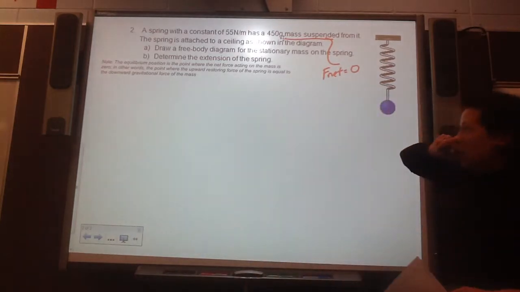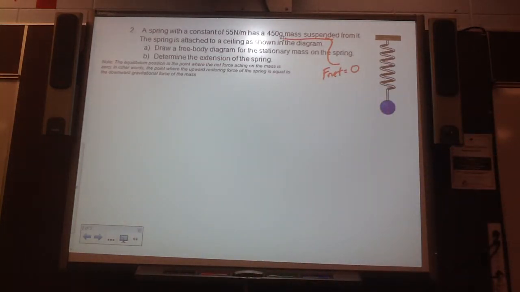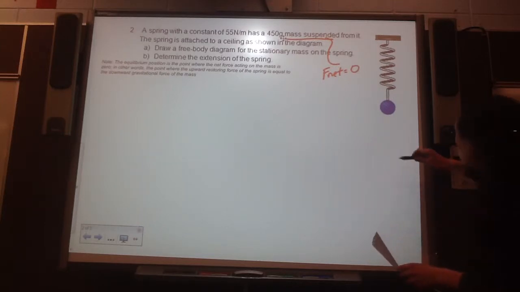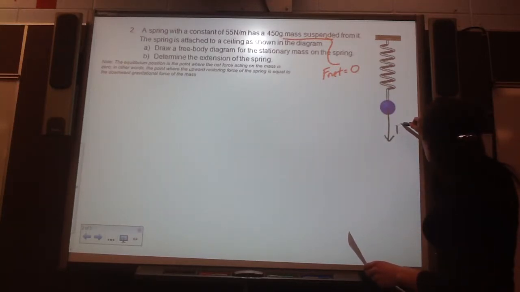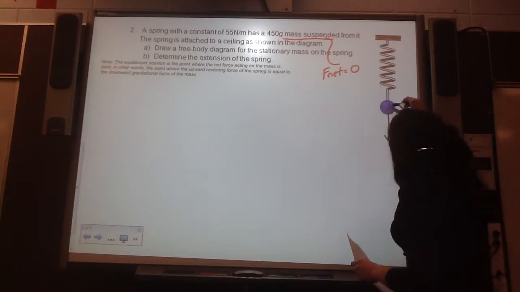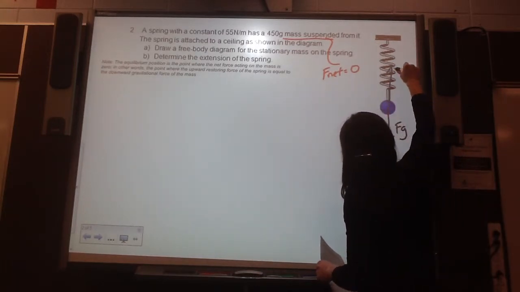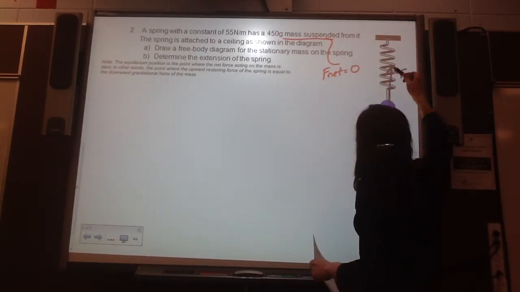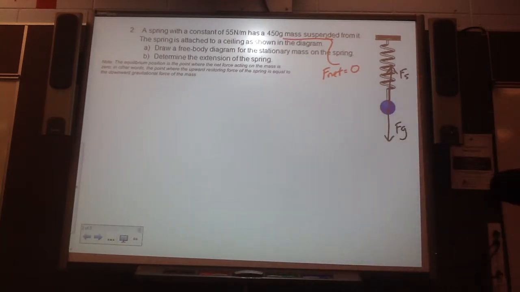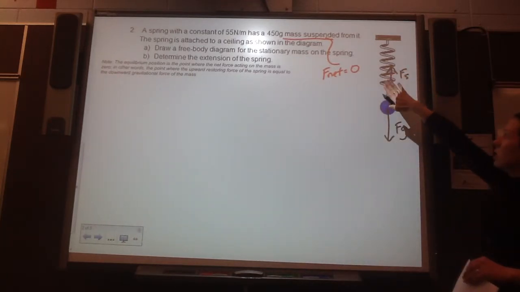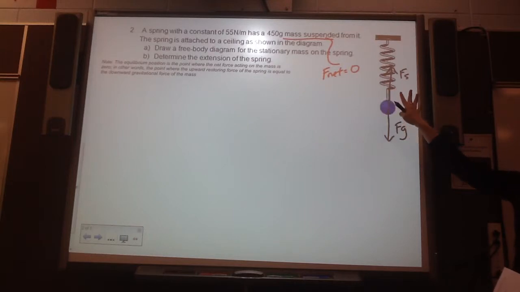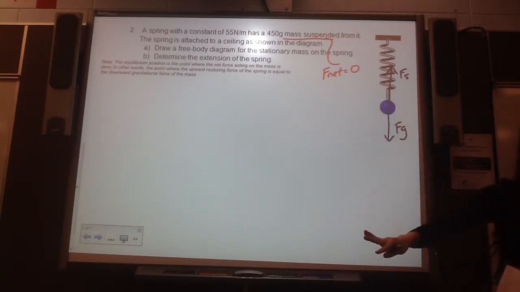So the first thing here, it says draw a free body diagram of the stationary mass. So here I have my Fg going down, and my Fs goes up, the force of the spring pulling it up. Now, the net difference between those, I'm going to assume is 0 because it's not moving anymore. Do you see that? It's not moving, it's just suspended.